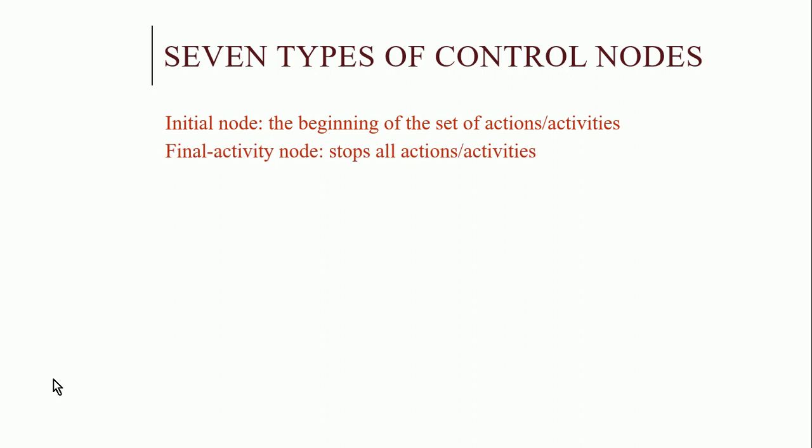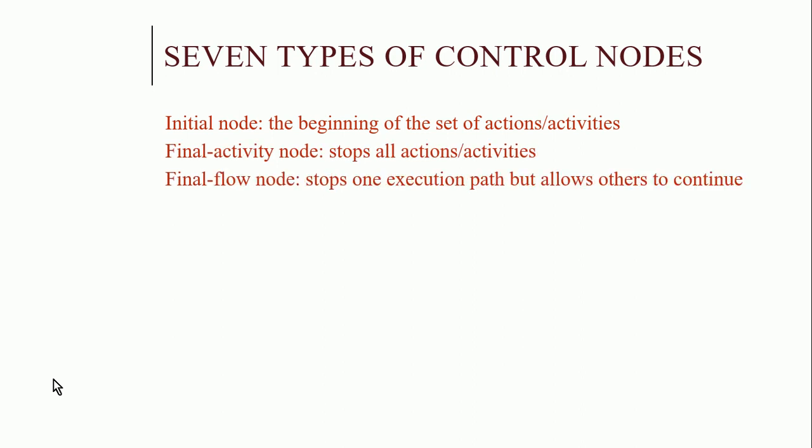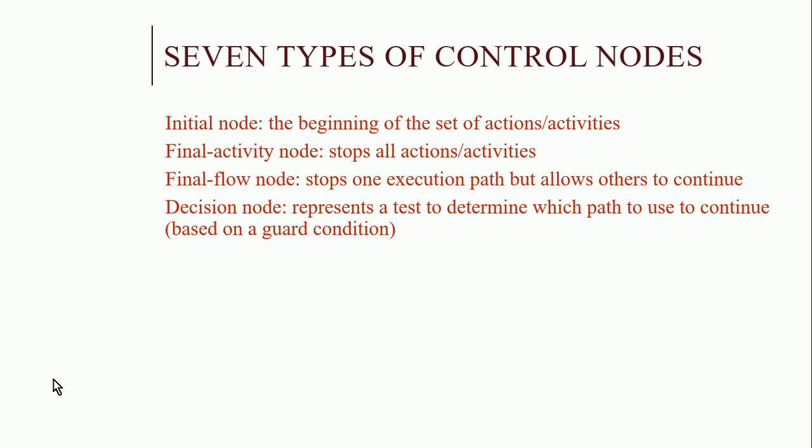So an initial node is the beginning. The final node is the end. There's a final flow node, which stops an execution path but allows other things to continue, right? So one particular task is done, but other tasks are going to be continuing concurrently. You have a decision node, otherwise known as a guard condition, which describes things that we have to do.